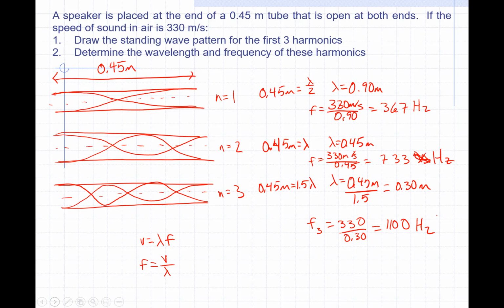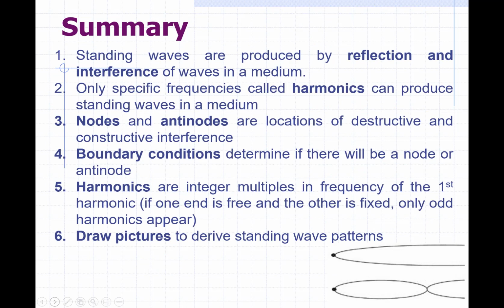So that's that. In summary, standing waves are produced by reflection and interference of waves in a medium. Only specific frequencies called harmonics produce standing waves in a medium. Nodes and antinodes are locations of destructive and constructive interference. Boundary conditions determine if there will be a node or antinode. Harmonics are the standing waves that form in a particular medium, and they depend on the boundary conditions, always integer multiples of our fundamental. But our main takeaway is we need to know what the standing waves look like, or at least figure them out by drawing pictures, and then we use the pictures, we use our wave speed equation to solve problems. Thanks.